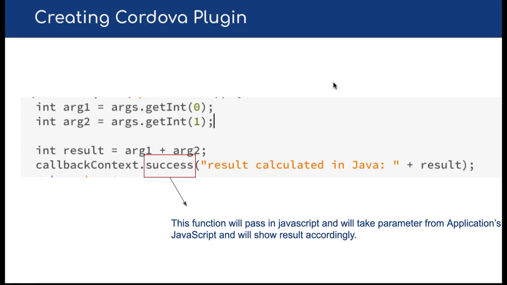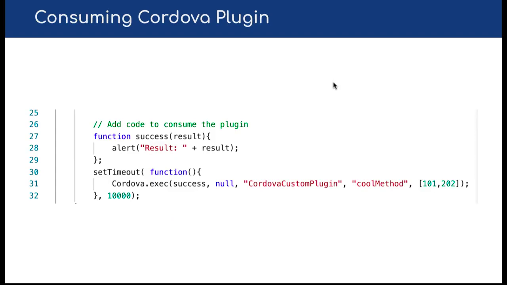So this is a thing we will implement in our Cordova plugin, where we can take two argument 1 and argument 2, and this is the success method. This function will basically pass in JavaScript and will take parameter from the application JavaScript and will show the result accordingly. So next we'll see how we can consume our Cordova plugin basically.